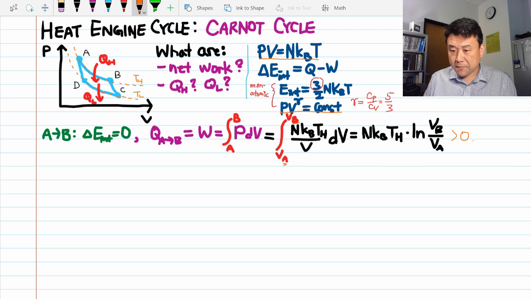Alright, so this time I'm going to leave my answer in terms of the temperature because I have a sixth sense about that leading to simpler expressions. Alright, let's look at process B to C.